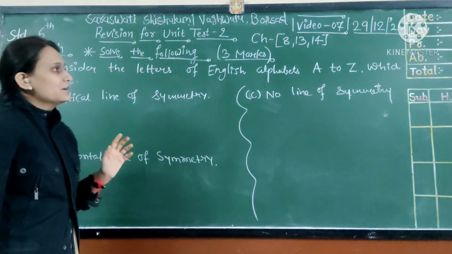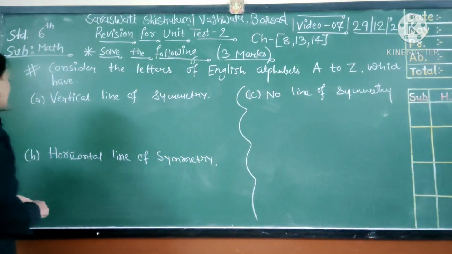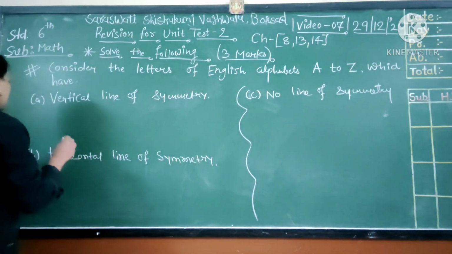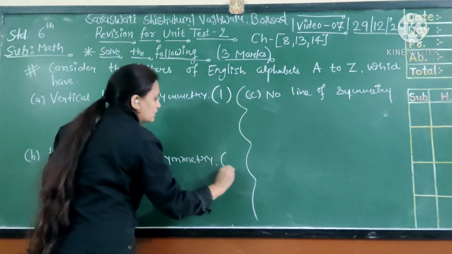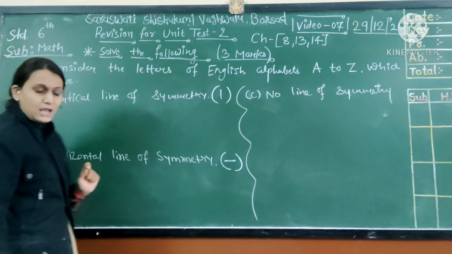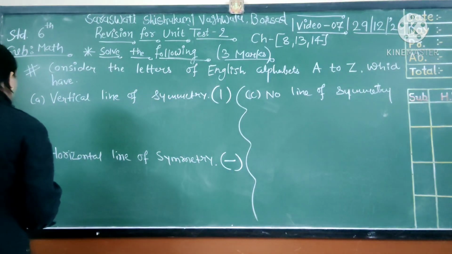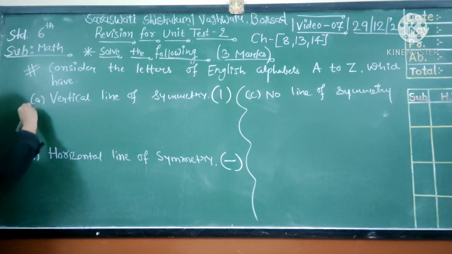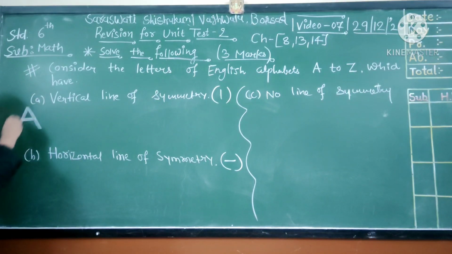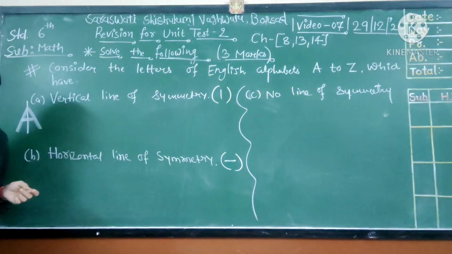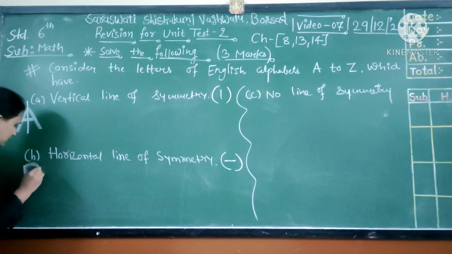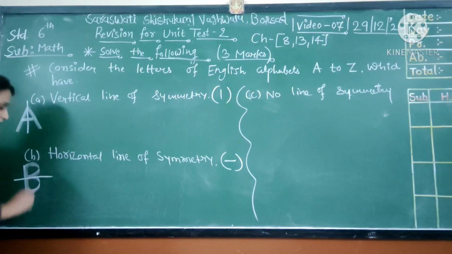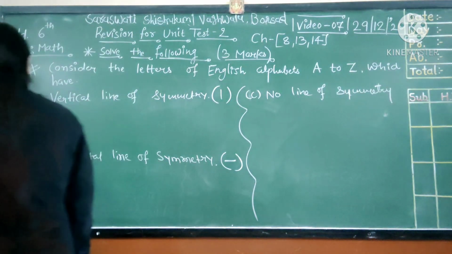So we are going to start from letter A. Vertical means a standing line and horizontal means a sleeping line. Now let us start with vertical line of symmetry. First we have letter A. You can see that letter A has a vertical line of symmetry. Then letter B. Letter B has a horizontal line of symmetry.